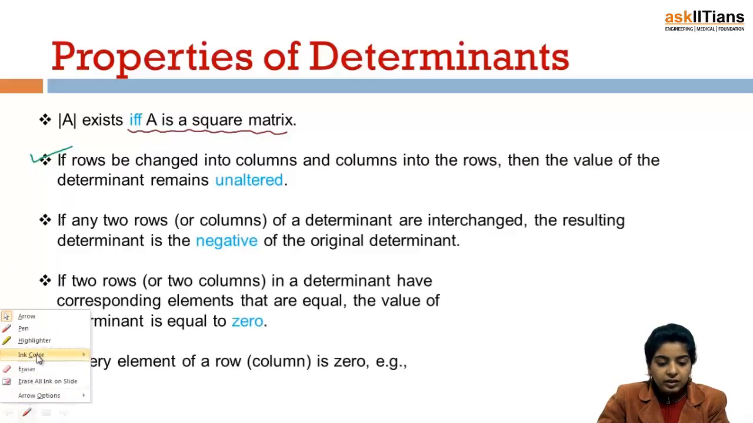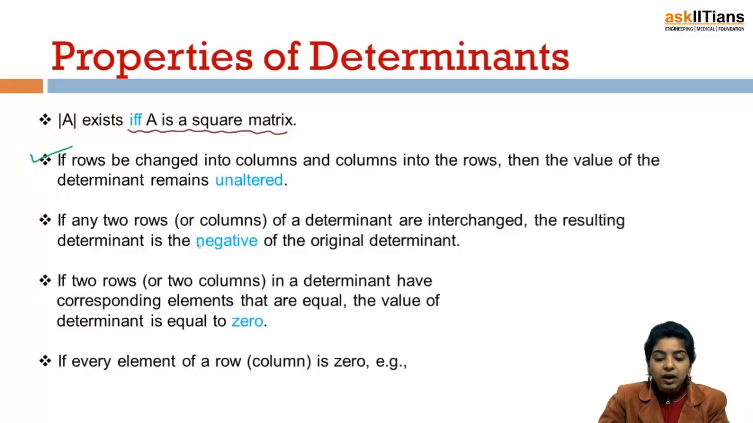Similarly, next property says if any two rows or columns of a determinant are interchanged, then the resulting determinant is the negative of the original determinant. That means if we interchange any two rows of a determinant or any two columns of a determinant, then the resulting determinant is the negative of the original determinant.